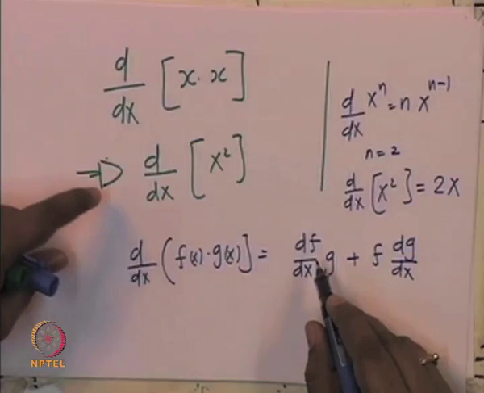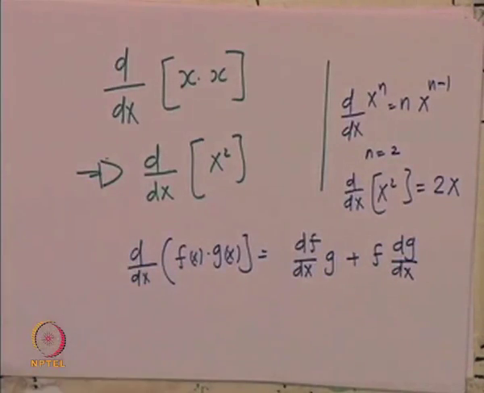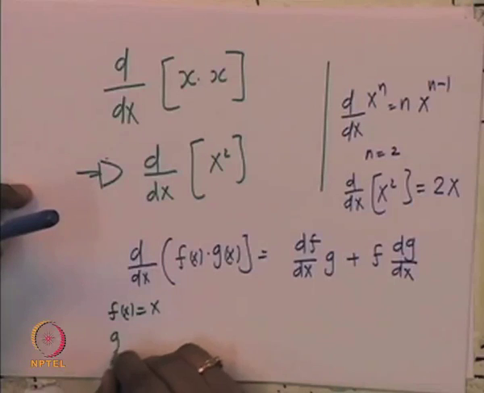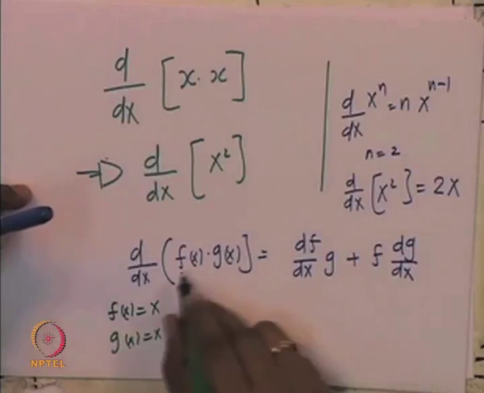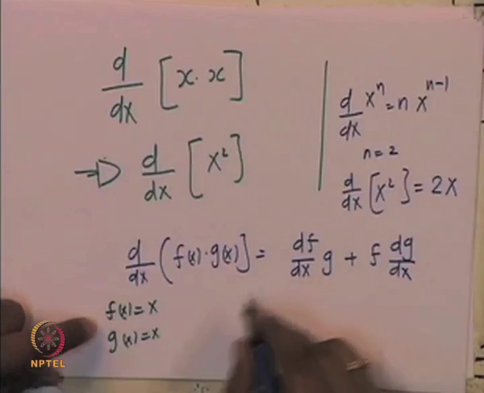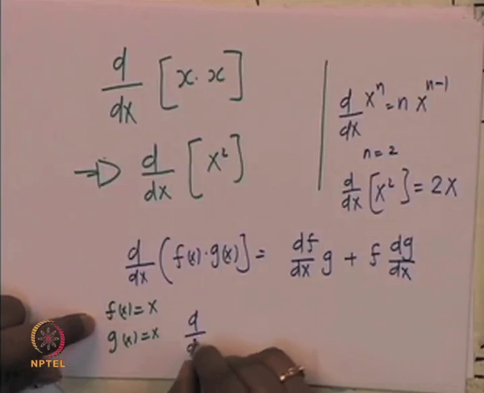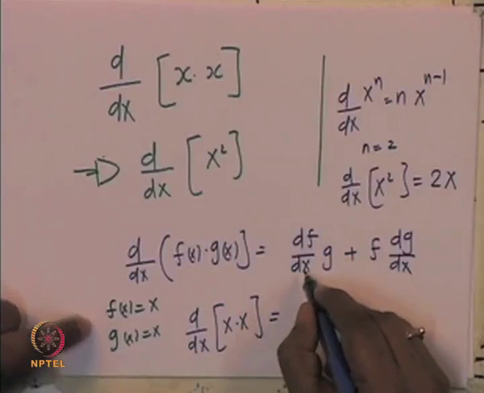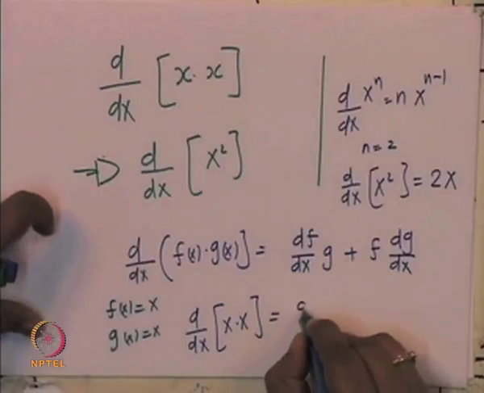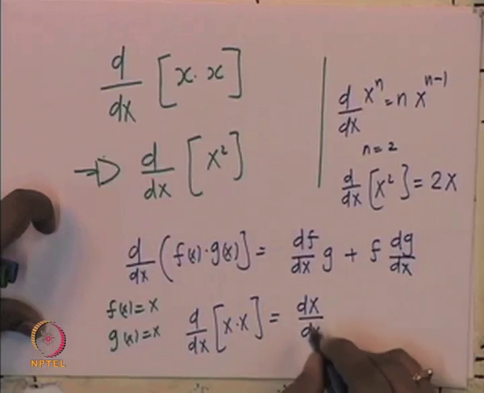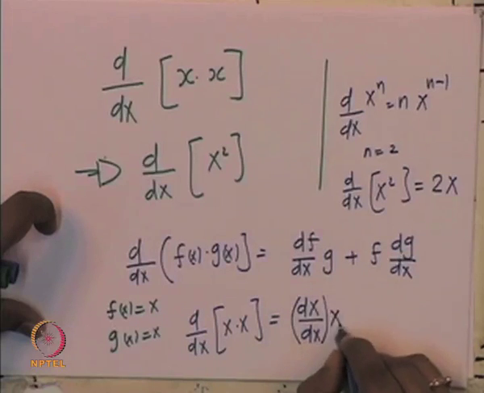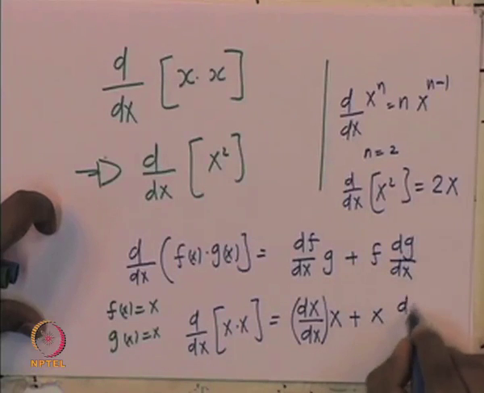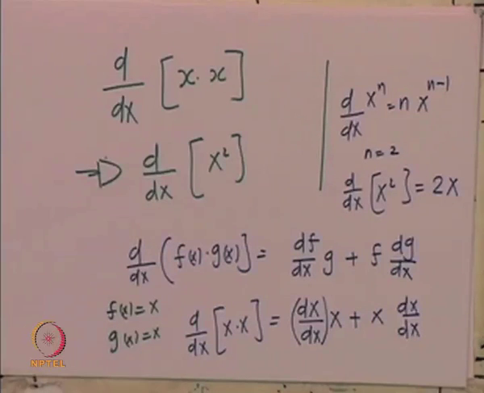Now, let us apply this. In today's example, the first example we took is f of x is x and g of x is x. So, this is x into x. Basically we are going to find d by dx of x into x. Now, df by dx, f is x, so dx by dx is the first term, and g is also x, plus f is x, g is also x. This is what we get.